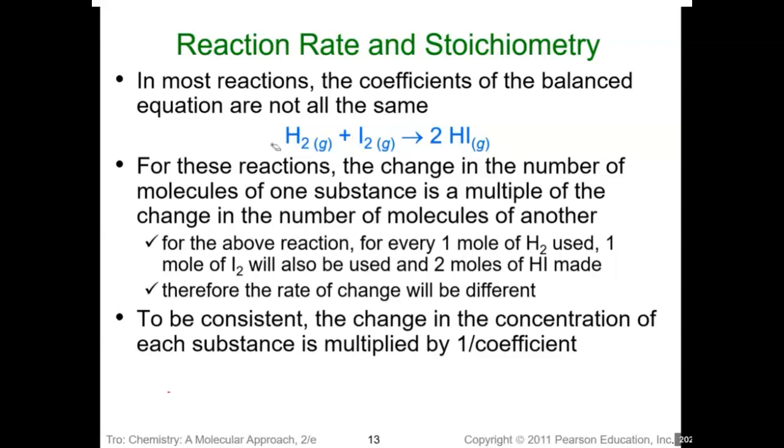So when we're looking at rates, remember, we can show the rate for the reaction with regards to either H2 or I2 or HI. Therefore, we need to correct for the stoichiometry of the reaction. This is a 1, this is a 1, this is a 2. So to be consistent, we need to multiply the rate by 1 over the coefficient. Whenever we're looking at the rate with regards to HI, we're going to have to divide that rate in half so it reflects the rate of the whole reaction.